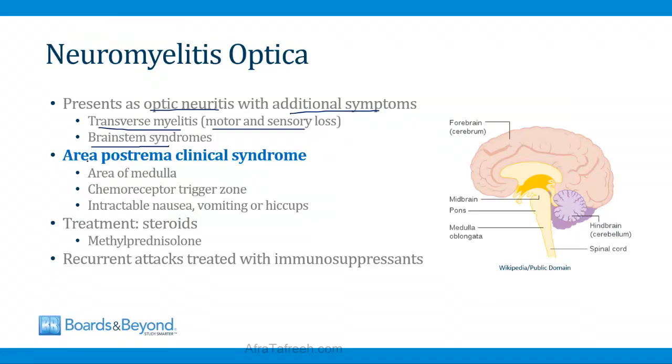There is one way that neuromyelitis optica can present that is different from MS, and that's called an area postrema clinical syndrome. The area postrema is an area of the medulla in the brainstem, and it's what contains the chemoreceptor trigger zone. This is what makes people nauseous when they receive chemotherapy. And so when neuromyelitis optica leads to lesions of the area postrema, that causes the patient to develop intractable nausea, vomiting, and hiccups. And this syndrome has been well described as being associated with neuromyelitis optica.